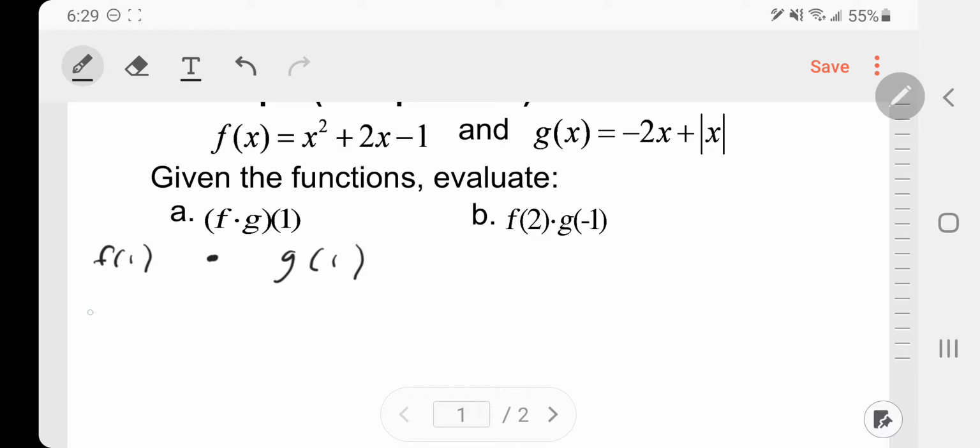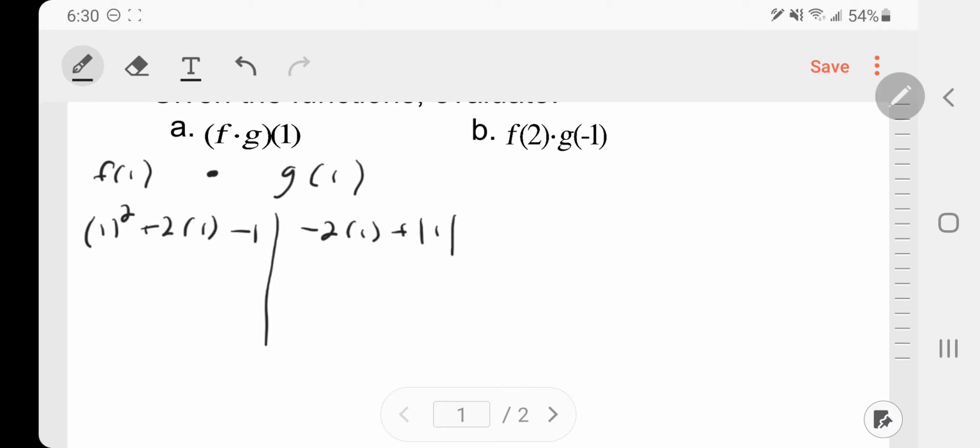Okay, so f of 1, I would plug in 1, we'd get 1 squared plus 2 times 1 minus 1. Okay, so that represents my f of 1, and then my g of 1 would be negative 2 times 1 plus the absolute value of 1. Okay, so here we get 1 plus 2 minus 1. That gives me 3 minus 1, which is 2 on the left side. And then on the right, we get negative 2 plus 1, which is negative 1.